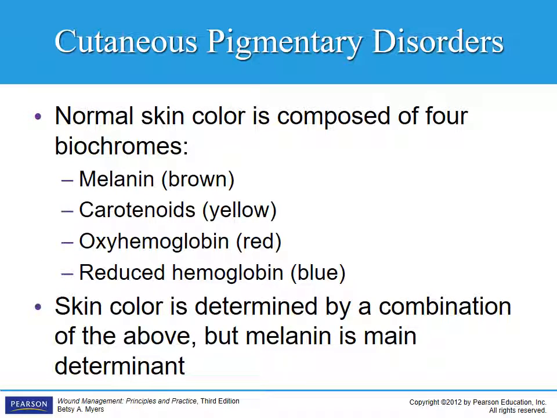Cutaneous pigmentary disorders. There's the normal skin color. It has 4 different biochromes in it. There's brown, yellow, red, and blue. So skin color is determined by a combination, but melanin is the main determinant, as we discussed in the first chapter.